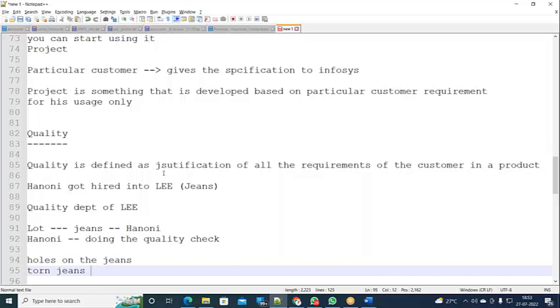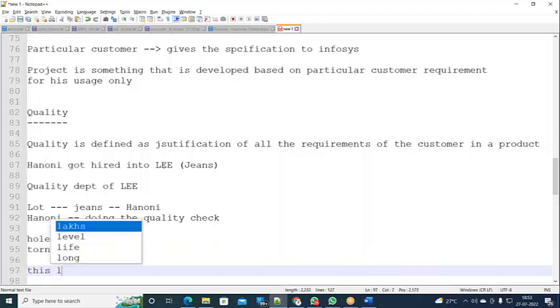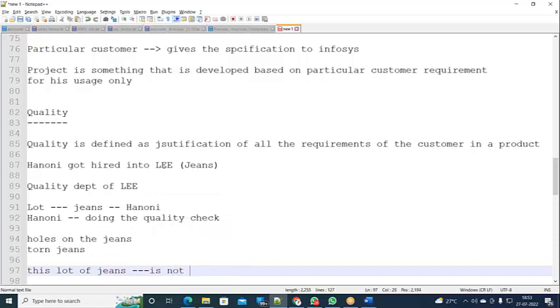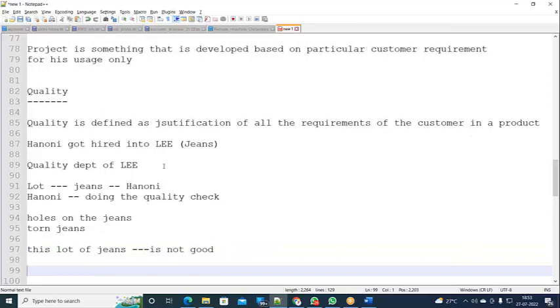He understands the fashion and everything, but let's assume Hanoni doesn't understand today's fashion. Then immediately he saw the holes, kept the jeans aside and said that this lot of jeans is not good, or the quality is not good. So now tell me, is Hanoni doing the right quality check? Can somebody answer? No? Wonderful.